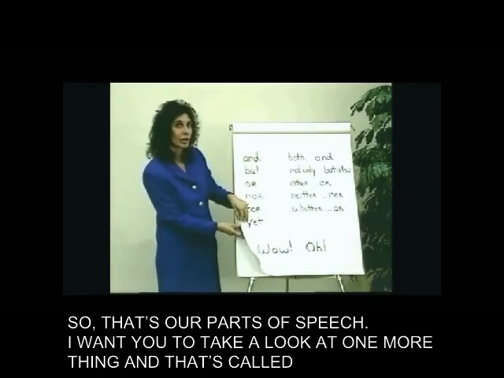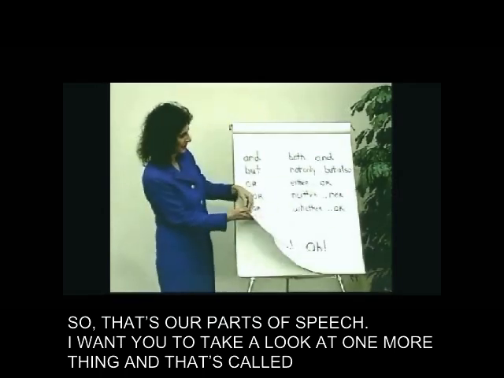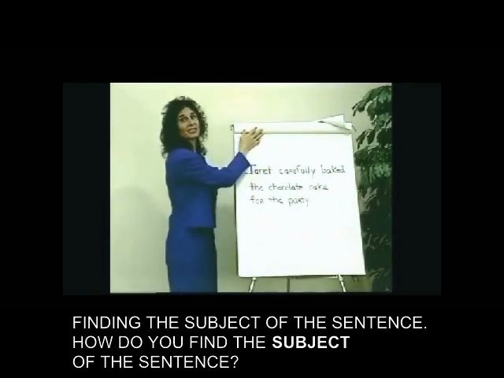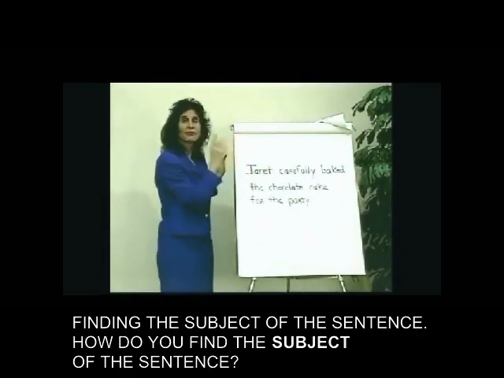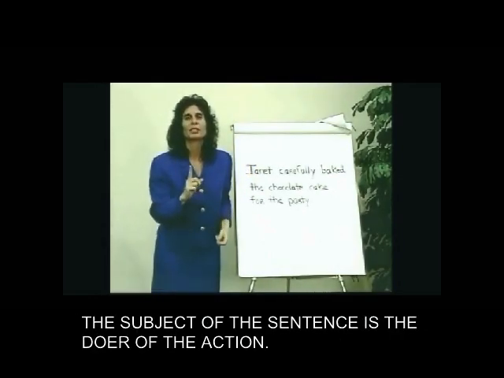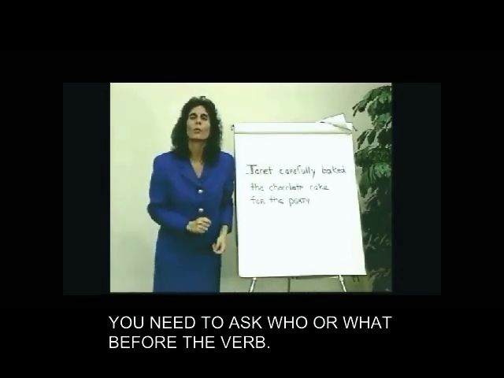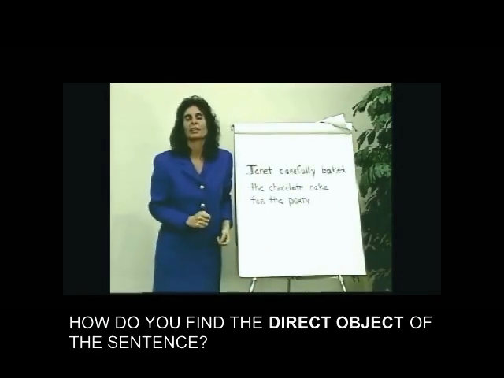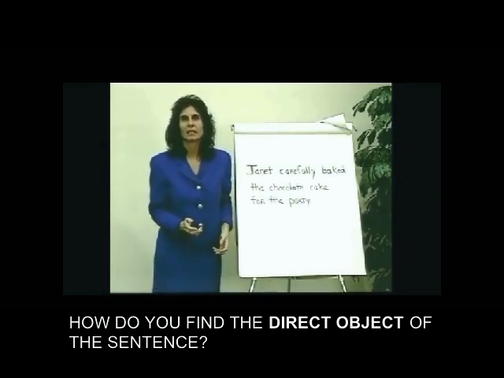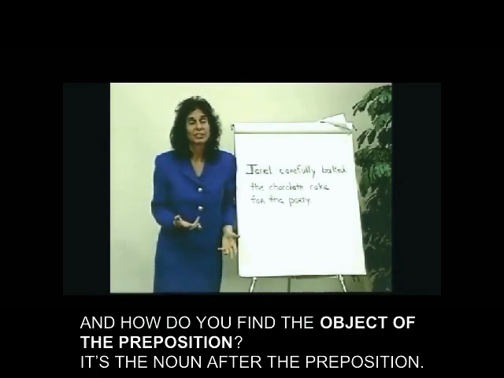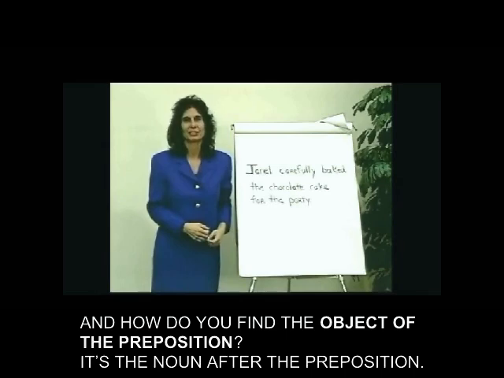Now I want you to take a look at one more thing, and that's called finding the subject of the sentence. Now how do you find the subject of the sentence? The subject of the sentence is the doer of the action. You need to ask who or what before the verb. How do you find the direct object of the sentence? The direct object is the receiver of the action. You ask who or what after the verb. And how do you find the object of the preposition? It's the noun after the preposition.